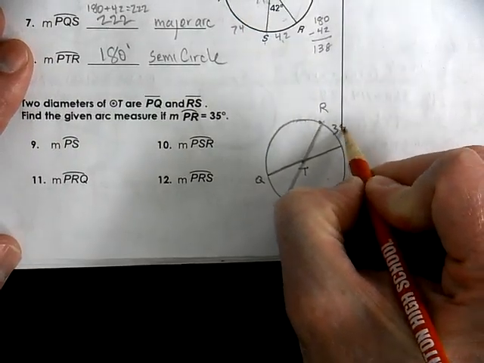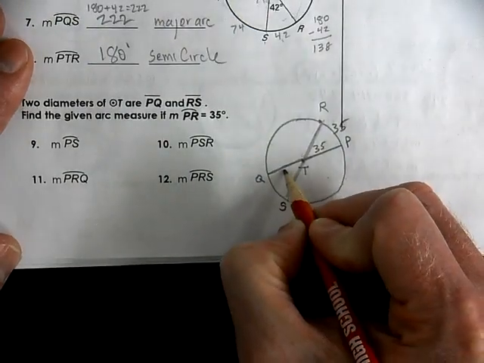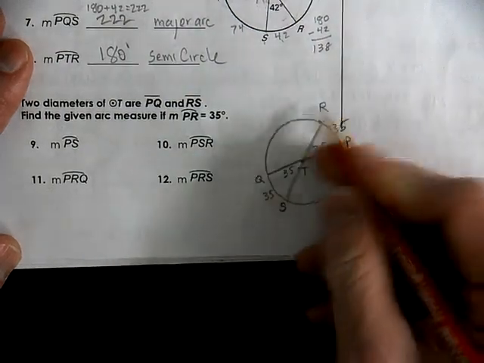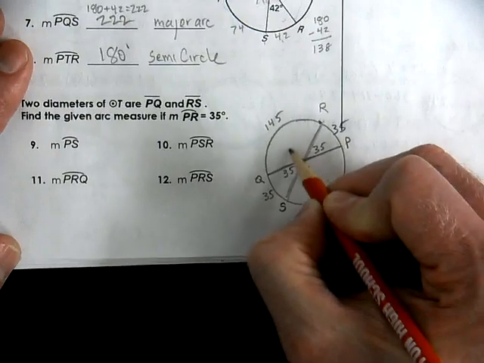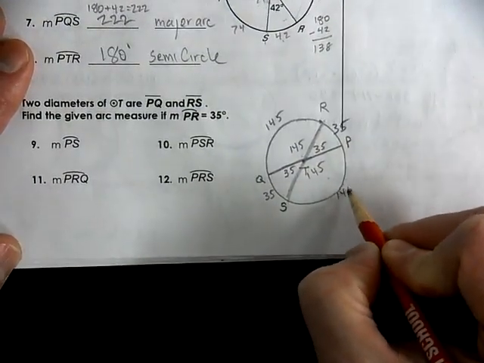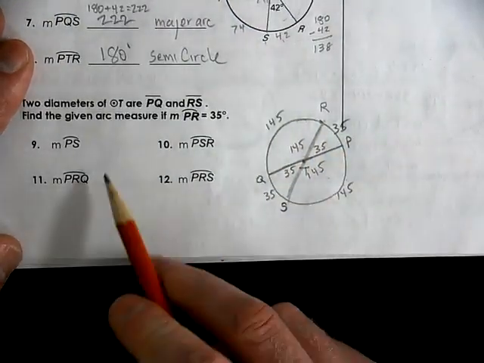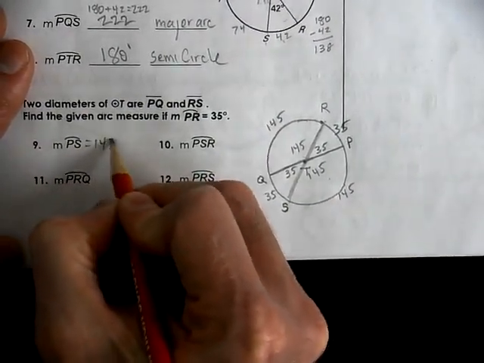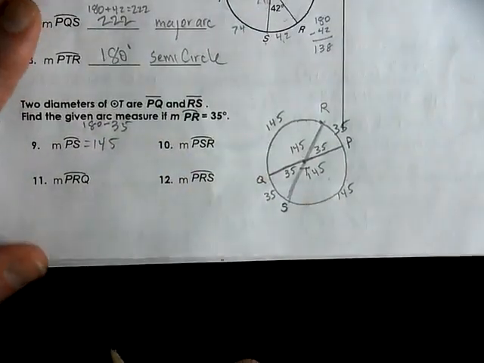That's 35. So the central angle is 35. The vertical angle is 35. The arc is 35. The semicircle minus that would be 145. And now we have all the measures that we need in our picture. We can answer our questions. P to S is 145. That's 180 minus 35.